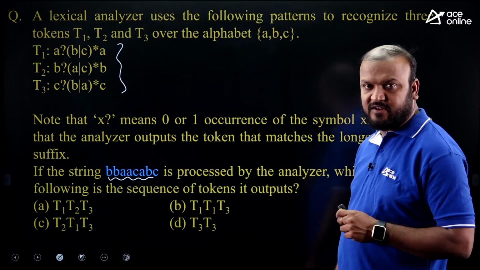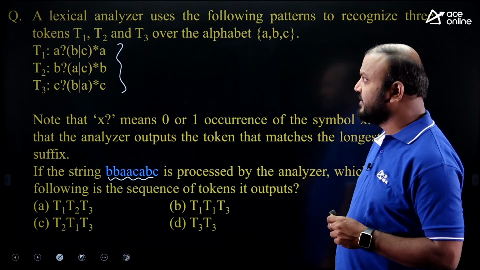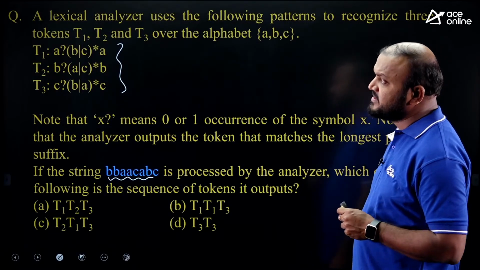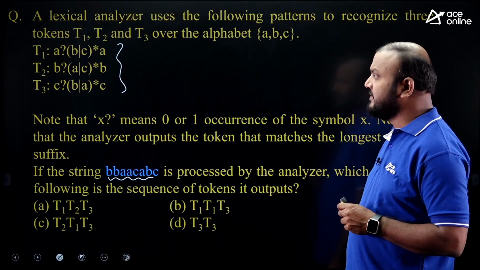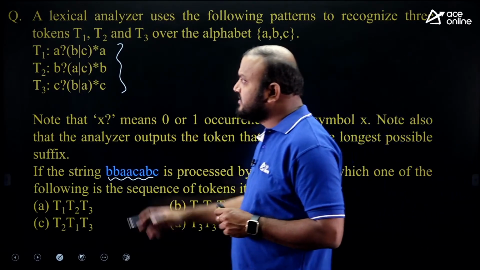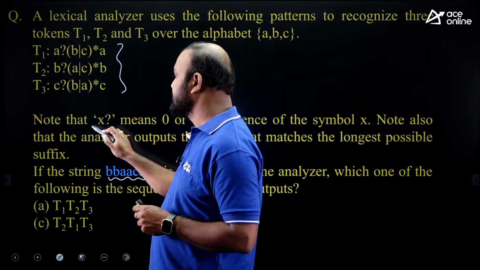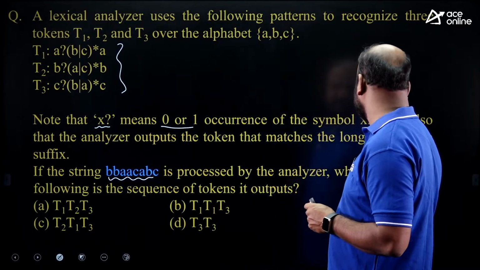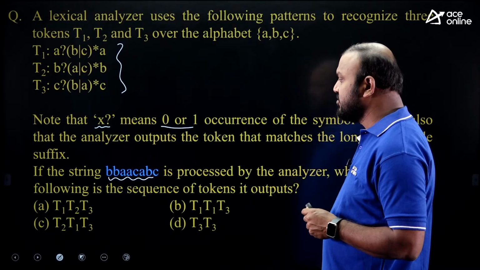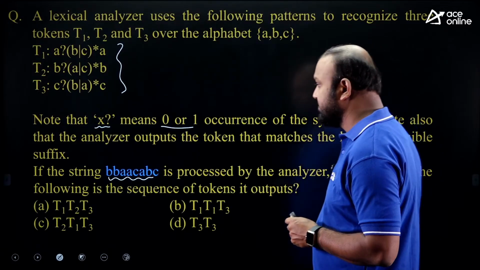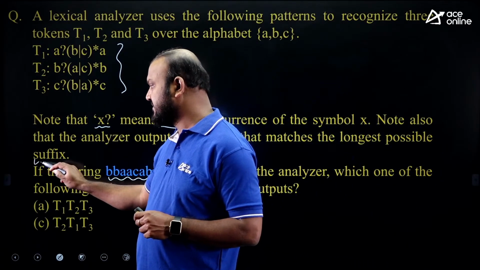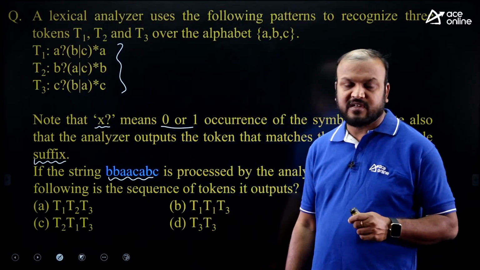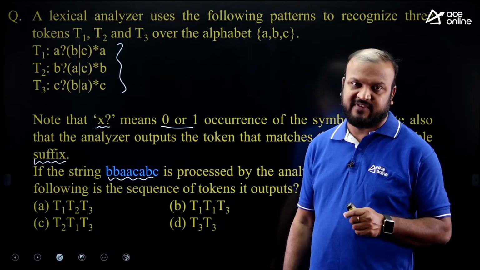But the question could be slightly different also. Maybe it is possible to ask: a lexical analyzer uses the following patterns to recognize 3 tokens T1, T2, T3 over the alphabet A, B, C. And these are the 3 patterns given. Note that X question mark means 0 or 1 occurrence of the symbol X. Note also that the analyzer outputs the tokens that match the longest possible suffix. Longest possible suffix. A similar question asked in 2018 was prefix.